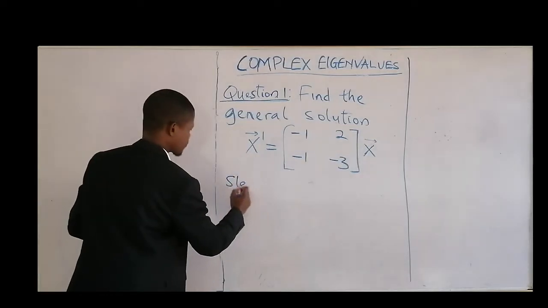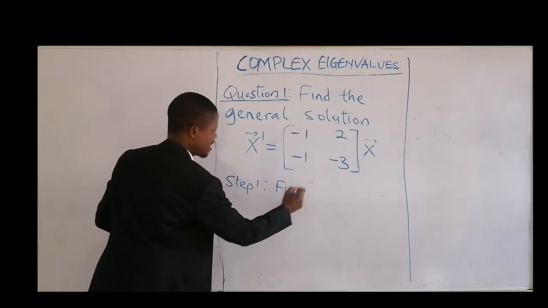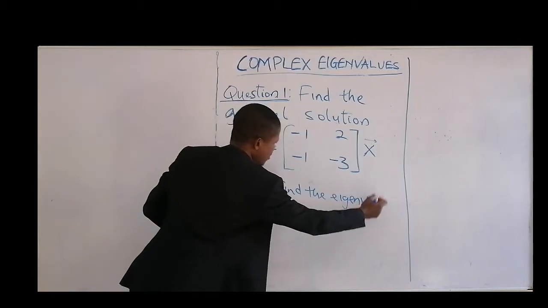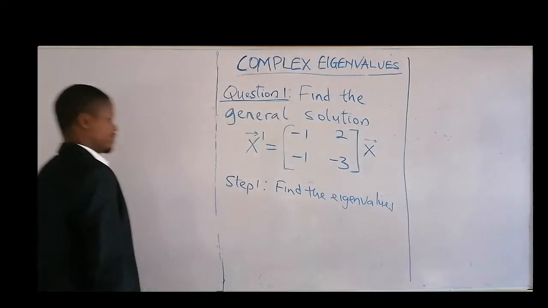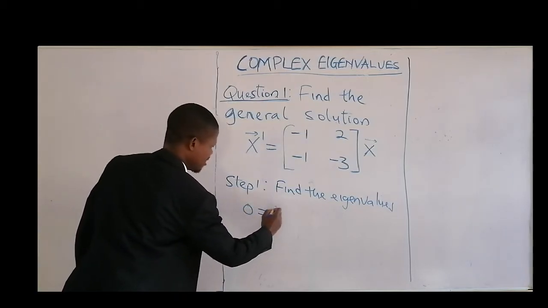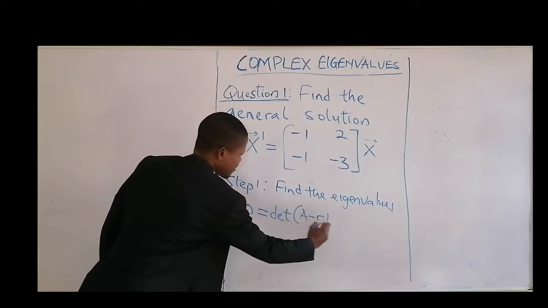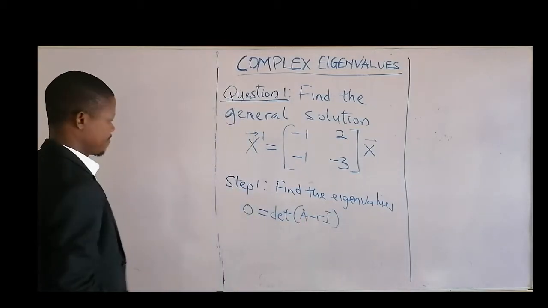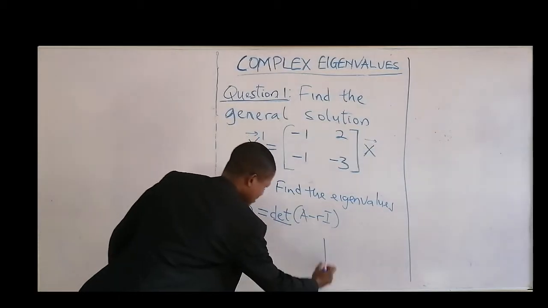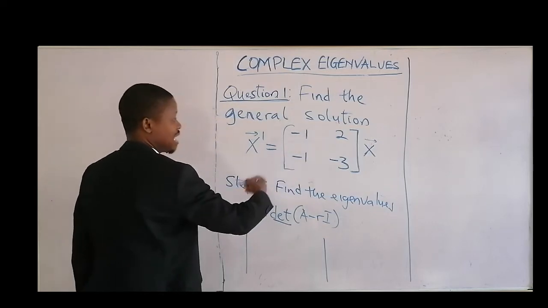Step one is to find the eigenvalues. And to do that, we need to solve this expression, which is a determinant of this. Okay? And these dots mean this is a line, this is the symbol for determinants. Okay, and this matrix A is a 2 by 2 matrix.